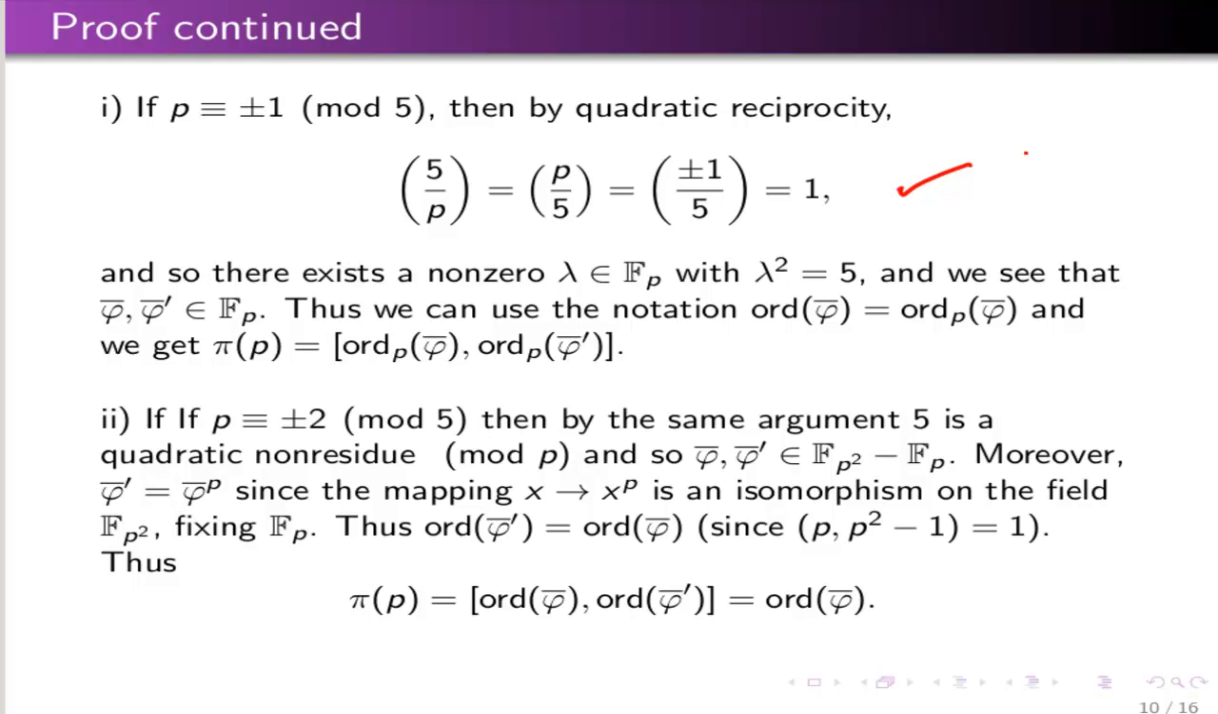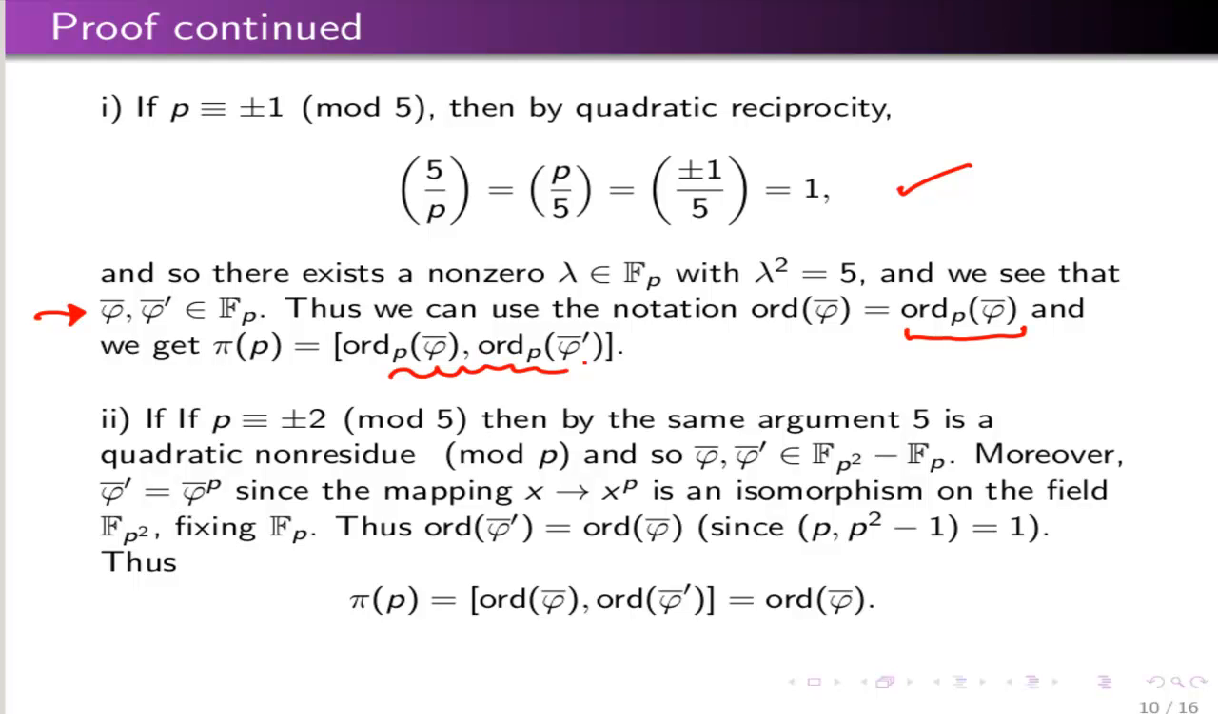which means we have a lambda in F_p with lambda squared equaling 5. And so in this case, the square root of 5 symbol is an element of F_p, and we get these two elements to belong to F_p. So when I'm talking about the order of phi bar, we're really just talking about the order mod p of phi bar. And so we get that pi of p, the Pisano period, is the least common multiple of these two orders from our previous slide.